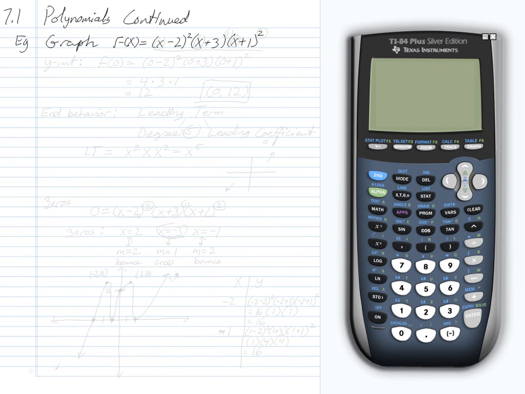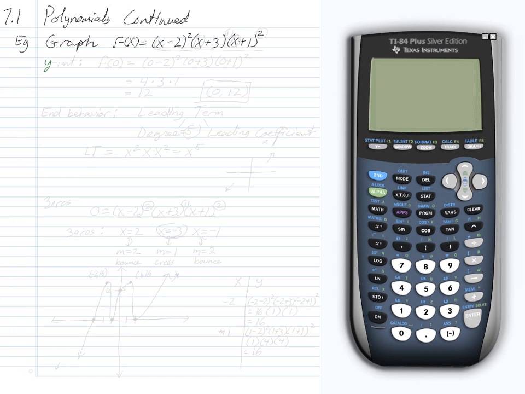So let's get a little bit of practice with that. We will graph a polynomial in its factored form. So here we have a polynomial given as a collection of factors rather than multiplied out.